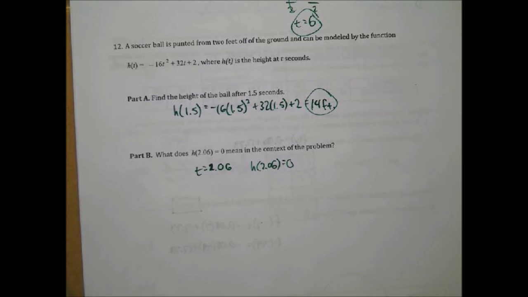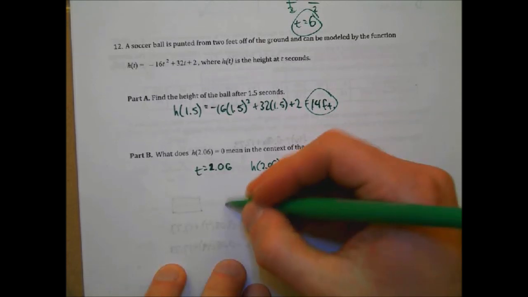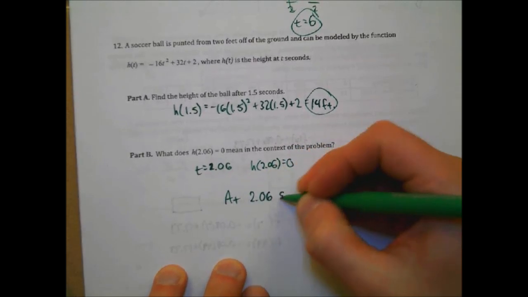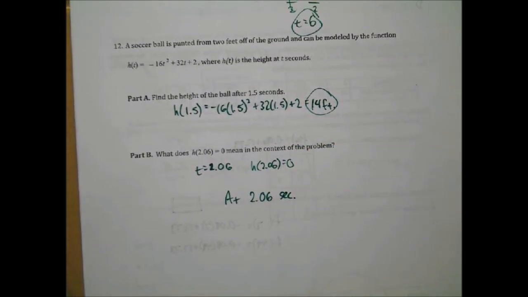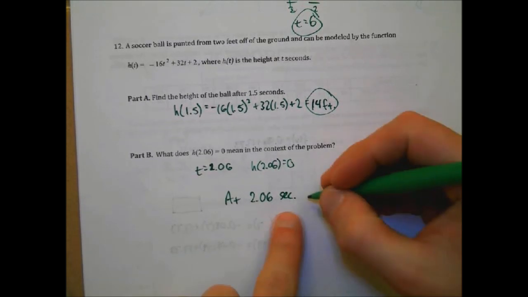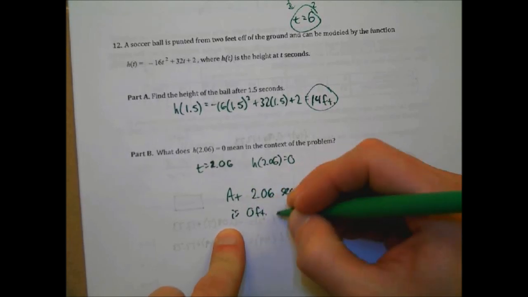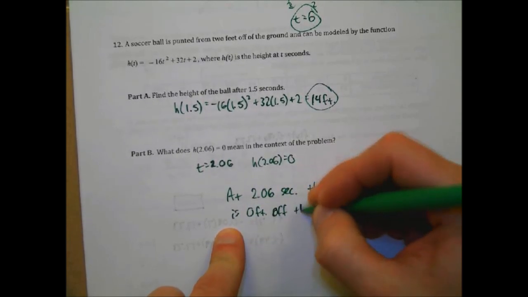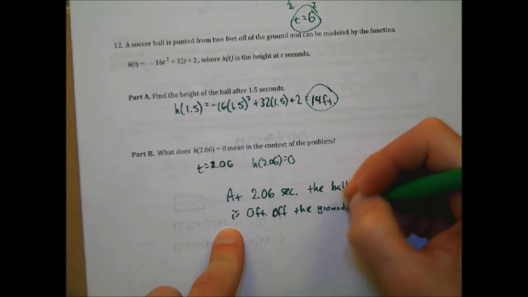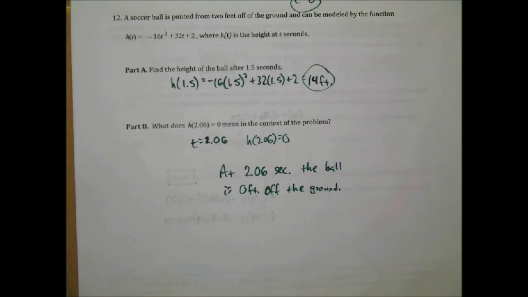So at 2.06 seconds, what's the 0 mean? The feet off the ground. So at 2.06 seconds, the ball is 0 feet off the ground. Very good, Mark. Or in other words, it's on the ground. There you go. All right.